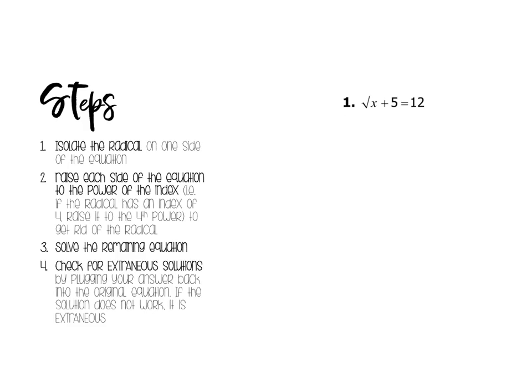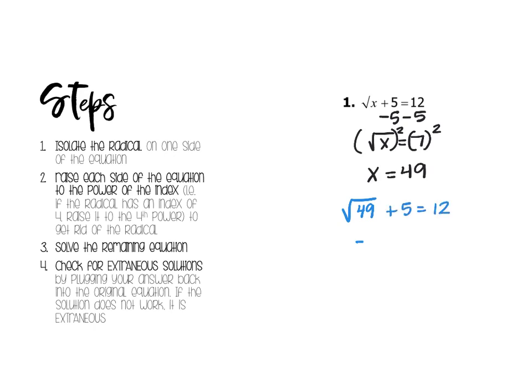Our first step is to isolate the radical, so we need to get rid of that 5. So I get the square root of x equals 7. Well, to get rid of that radical, my index is 2, so I'm going to raise everything to the 2nd power, and I get x is 49. Now, to make sure that that's not an extraneous solution, I'm going to plug it back in for x in the original equation. So we know the square root of 49 is 7. 7 plus 5 is 12, and 12 equals 12, so I know that that solution works.